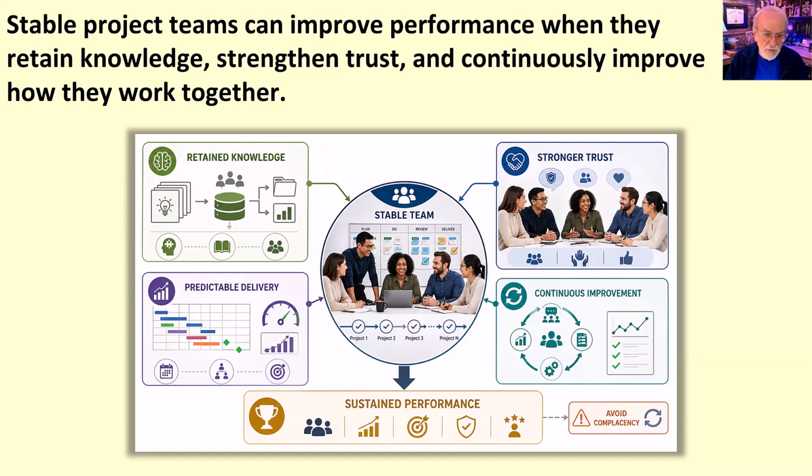A third advantage is more predictable delivery. Over time, teams become better at understanding their own capacity, estimating work, coordinating tasks, and identifying constraints. This can improve planning, forecasting, and performance management. Long-lived teams also support continuous improvement because the same team continues working together. Retrospectives and lessons learned can be applied directly to future work rather than stored in a document or a system and forgotten.